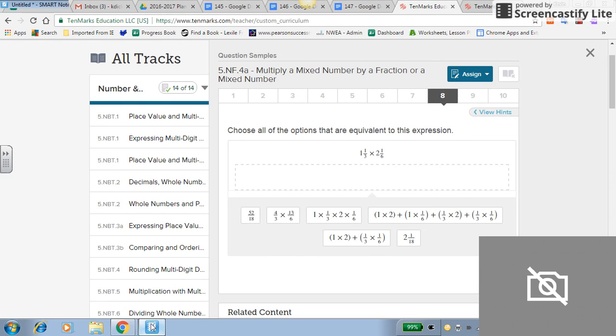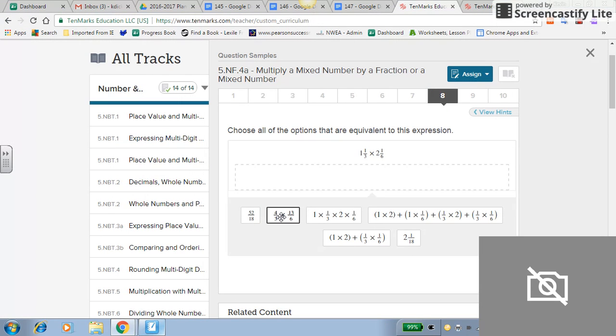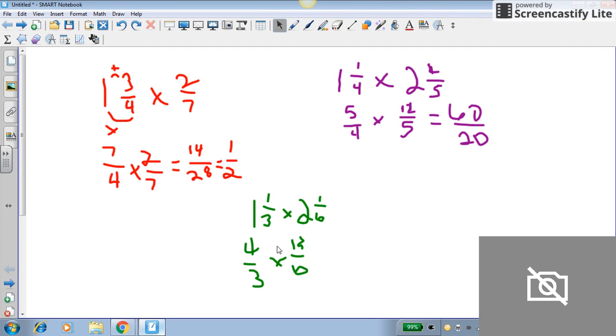I still want to do 1 1/3 times 2 1/6. So that there, that gives me 4/3. And that's times 6 times 2 plus 1 is 13/6. So I got 4/3 and 13/6. So here we go there. Then I want to see what that answer is. So what we're going to do is we're going to do 4 times 13 to get the top number. And that's going to give us 52. And the bottom number is 3 times 6 is 18.